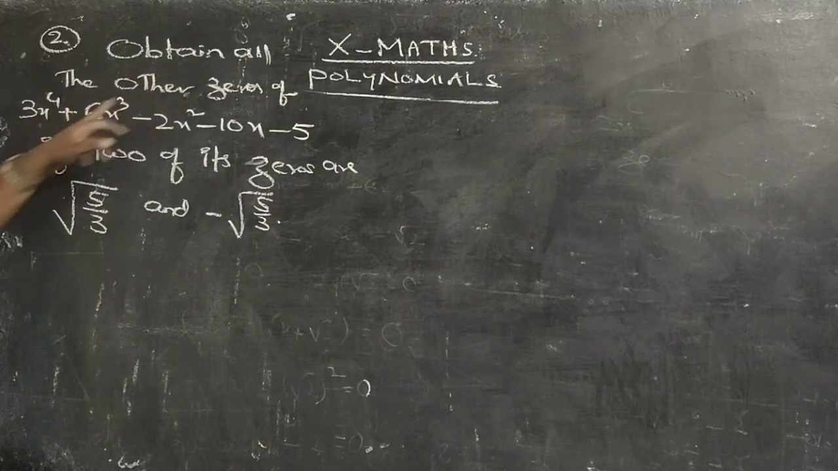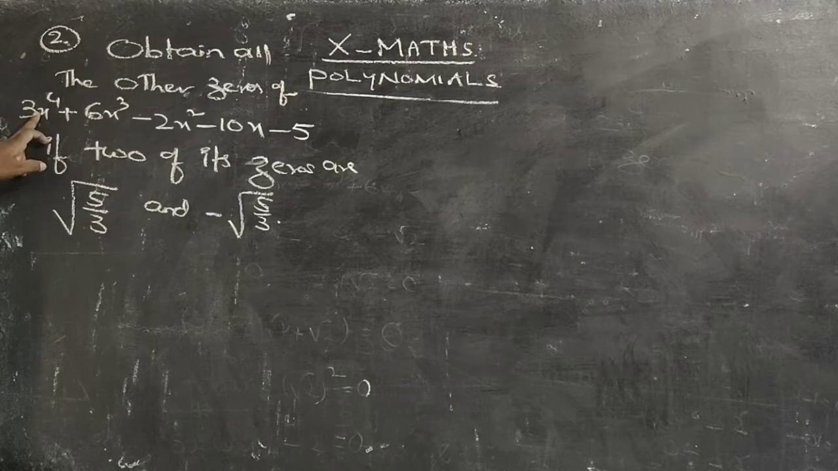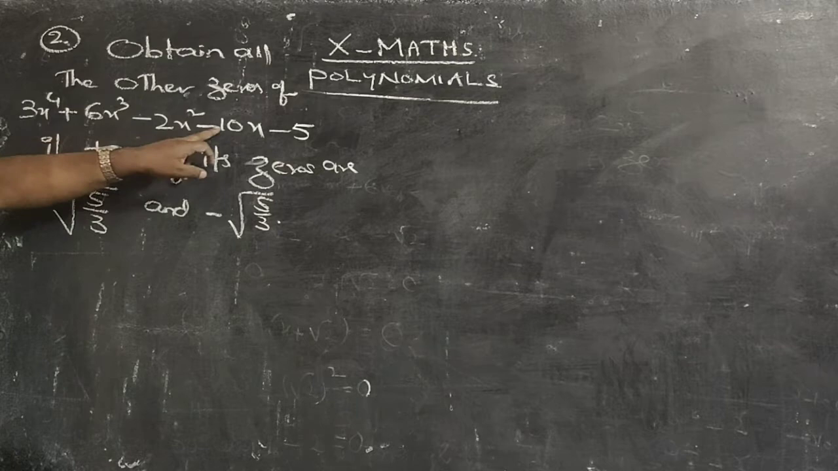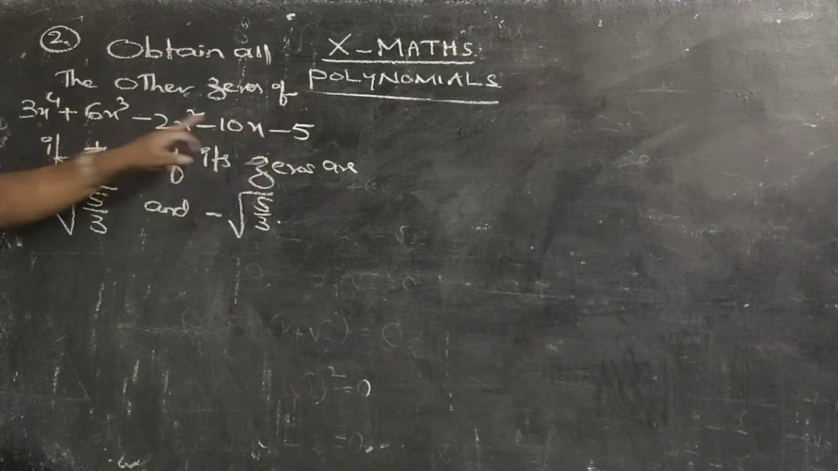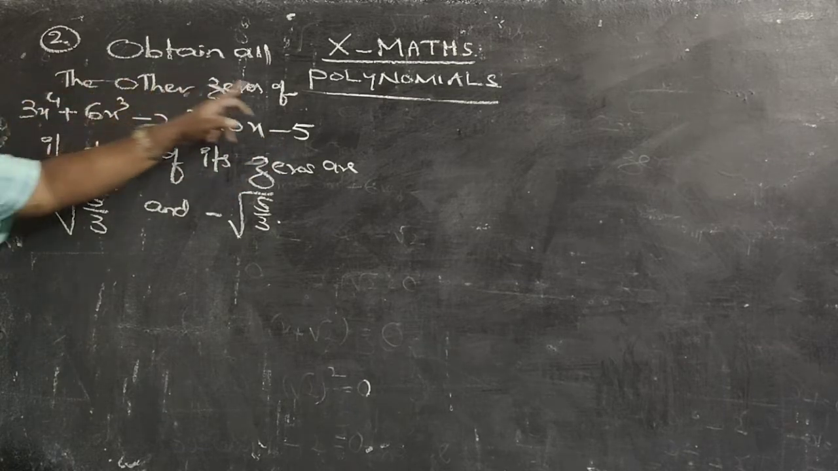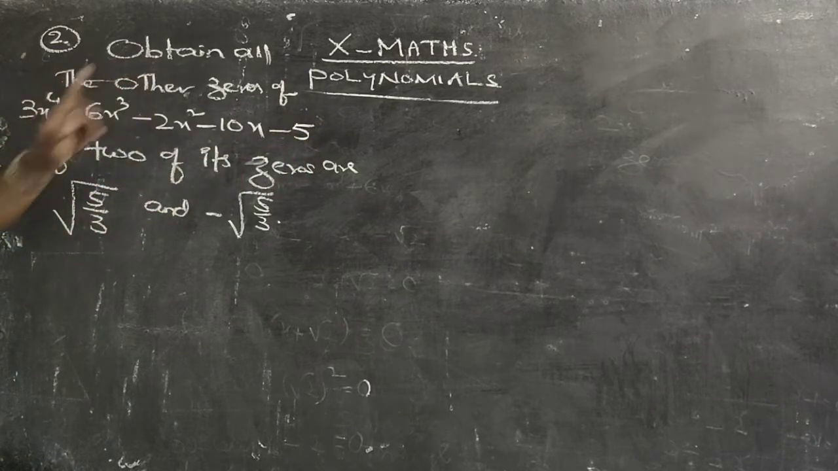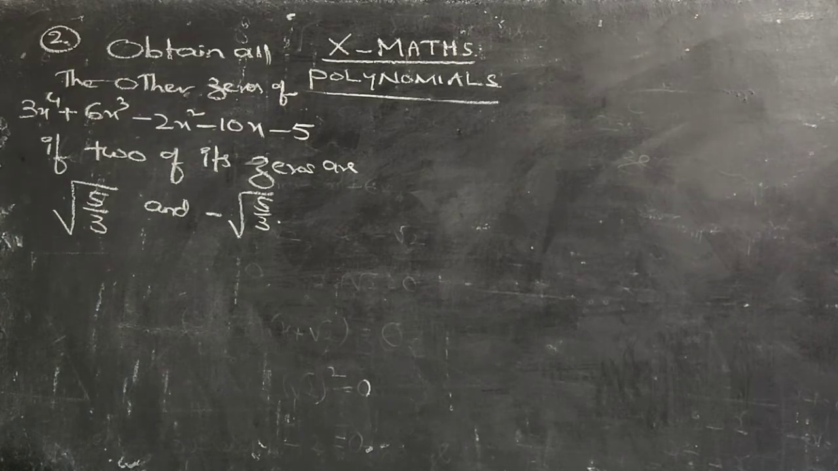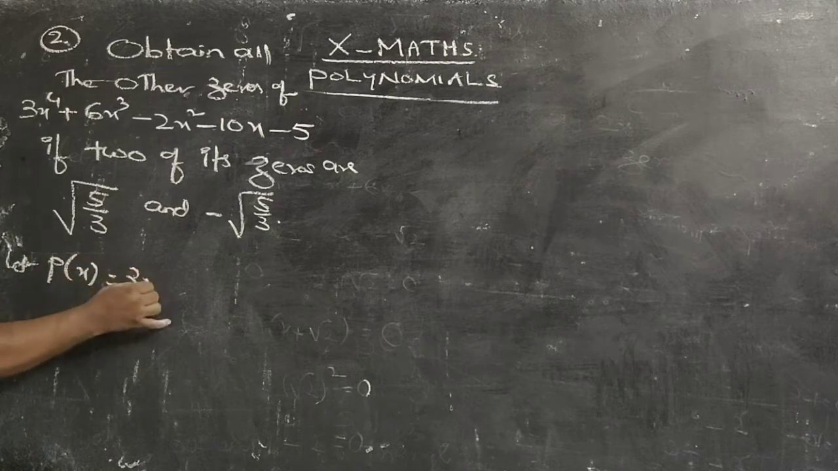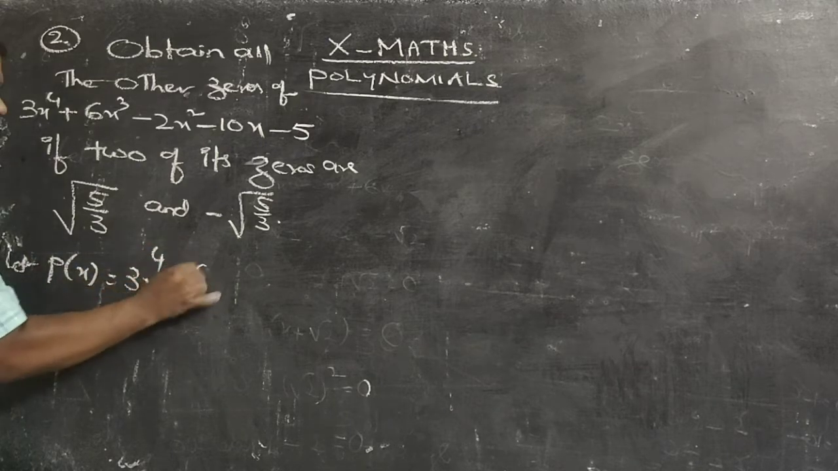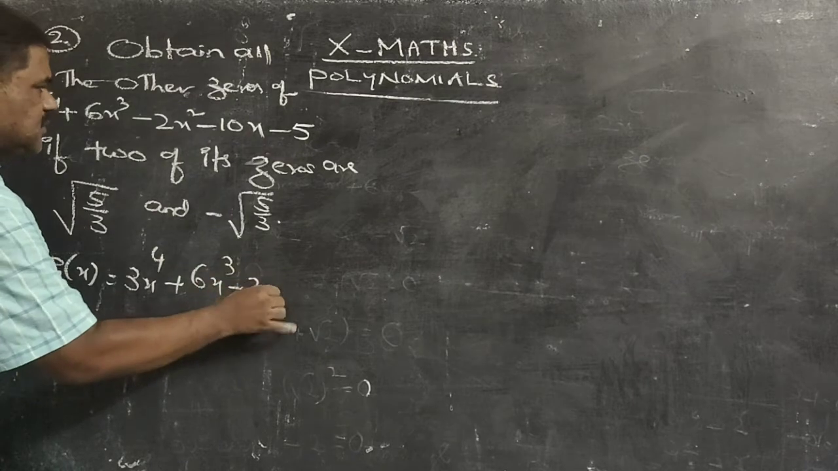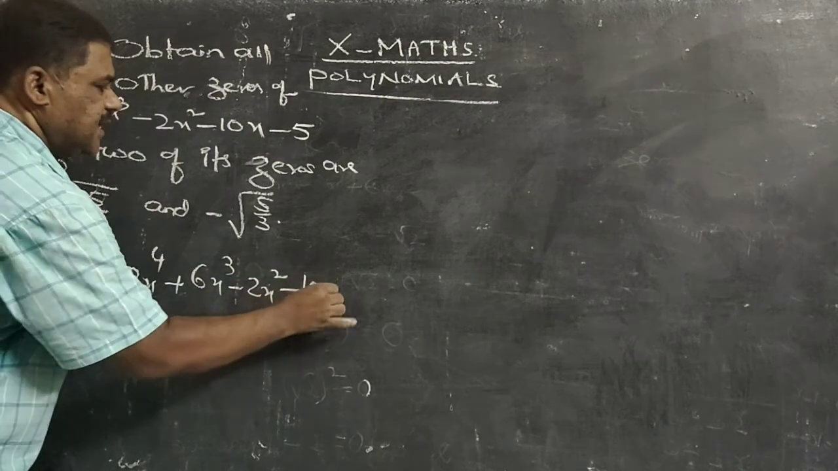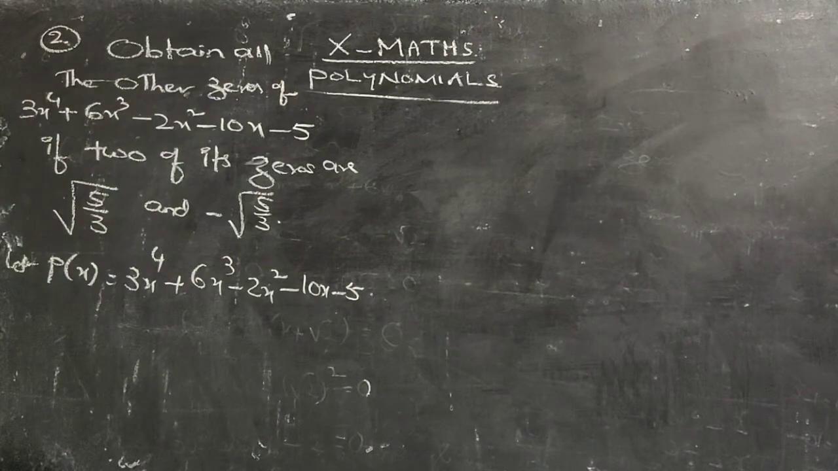So here one polynomial is given, that is 3x to the power 4 plus 6x cube minus 2x square minus 10x minus 5. Highest power of x is 4, so x will have 4 values. Among those 4 values, 2 values are given, remaining 2 we have to find. So let us consider the given polynomial as p of x first. P of x is equal to 3x to the power 4 plus 6x cube minus 2x square minus 10x minus 5. This is the given polynomial.